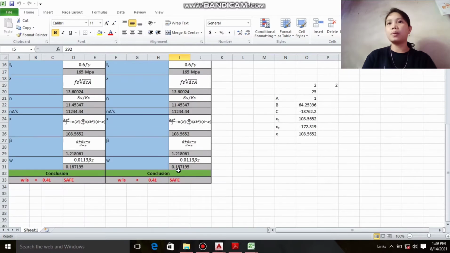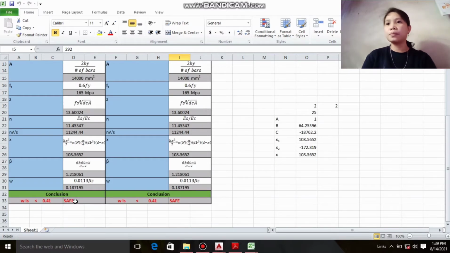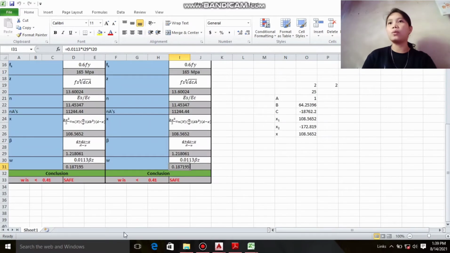So the top bars and the bottom bars. So conclusion, if Ws is less than 0.41, it is safe. So safe because 0.41 is greater than the W that was obtained.